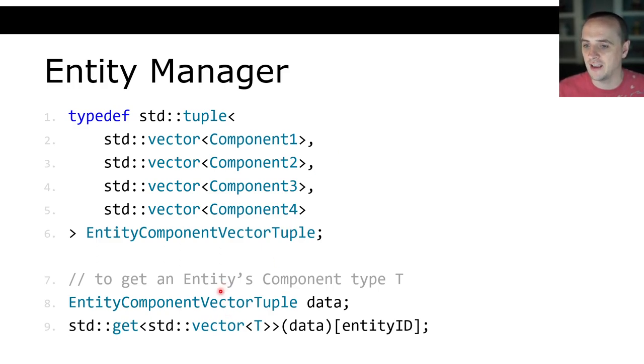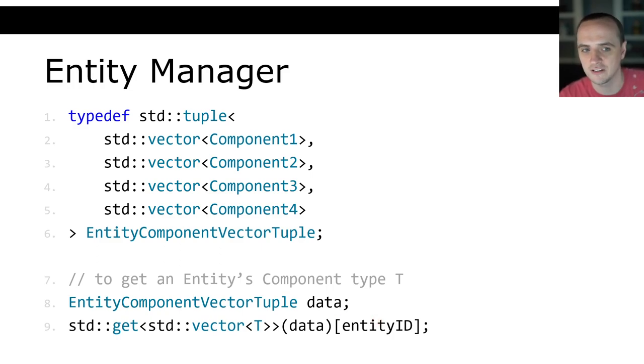And if we ever want to access a particular entity's component of a given type, we can access it from this data structure with the following syntax. For example, if I wanted to get component two of a given entity, then I can use std::get. We call std::get on that data and pass in a given type. That type is a std::vector of type T, which would be component two. We look it up in the tuple and then we index it by the entity ID, right?